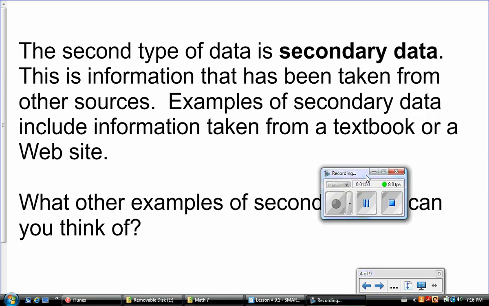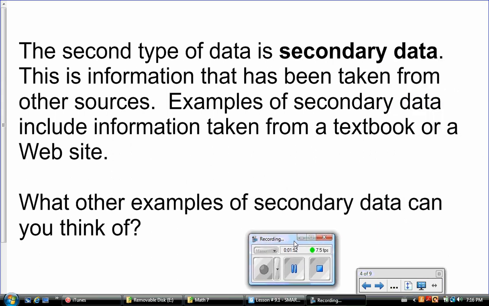The second type of data is secondary data. This is information that has been taken from other sources. Examples of secondary data include information taken from a textbook or a website. So, what are some other examples of secondary data that you can think of? So, pause the video, think about some possible examples of secondary data, and again, we'll talk about this in class tomorrow.